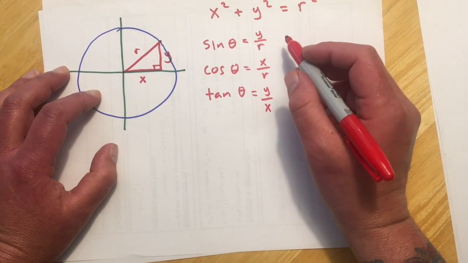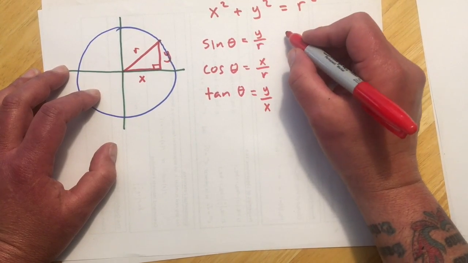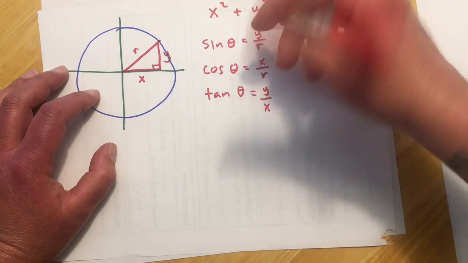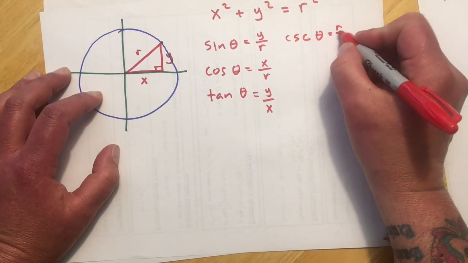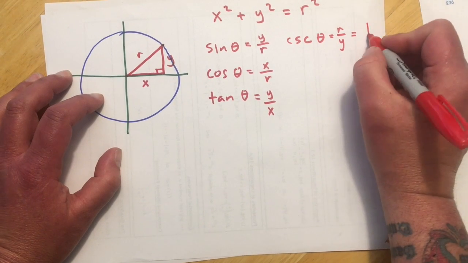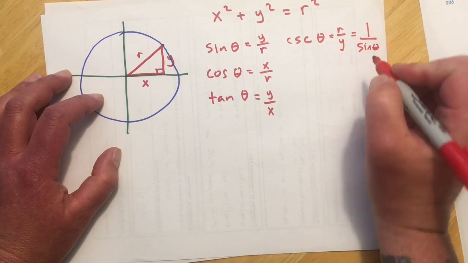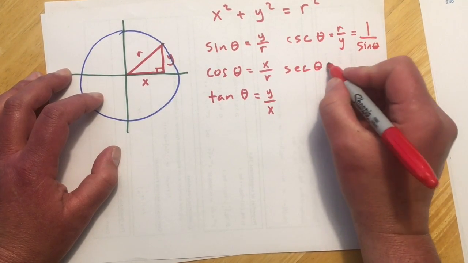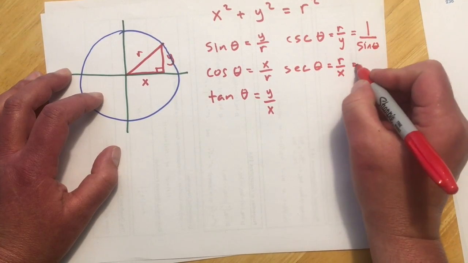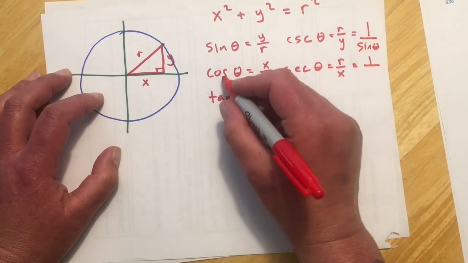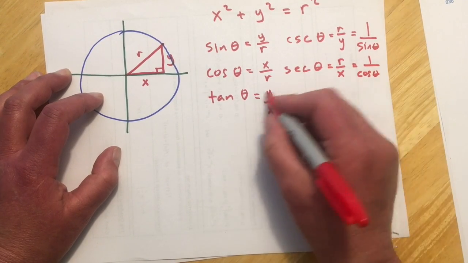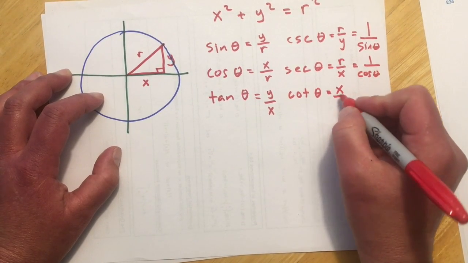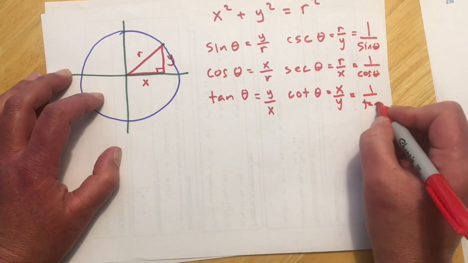So then the reciprocal functions that go with this are cosecant theta, and so it's the upside down of sine, so it's r over y, and it's also 1 over sine theta. Cosine goes with secant theta, so that one is r over x, and that is 1 over cos theta. And then tangent goes with cotangent, and that one is x over y, or 1 over tangent.